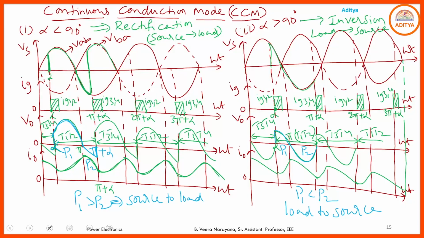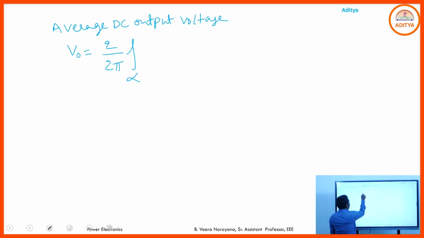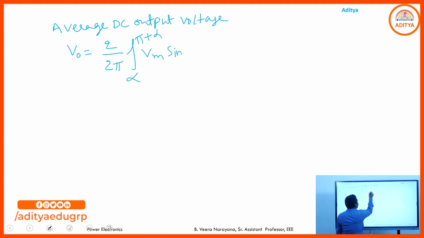T1, T2 on state. Already said, if you go through the continuous conduction mode, the conduction angle must be 180 degrees. 180 degrees means if you bring T1, T2 to on state at omega t equal to alpha, up to pi plus alpha, they must be in the on state. Hence the limits are considered as alpha to pi plus alpha, and how much voltage you transmit? Vm sin omega t d omega t.